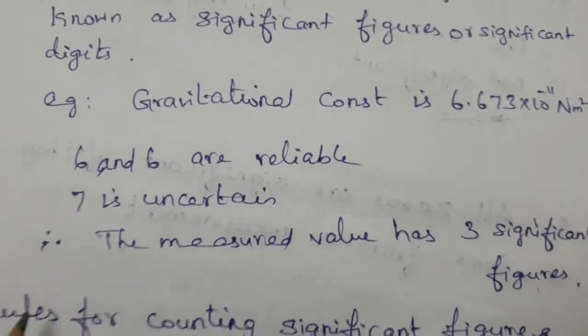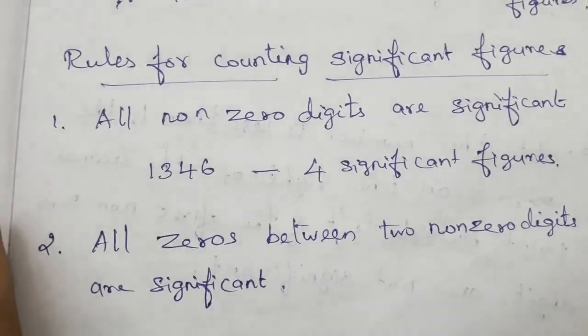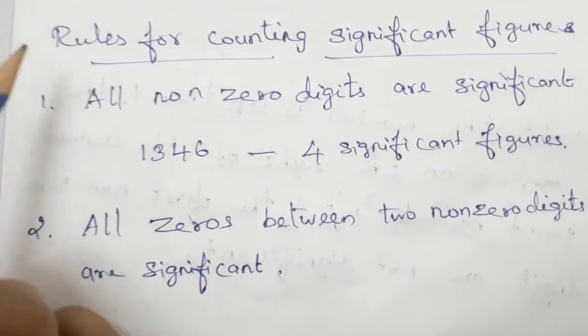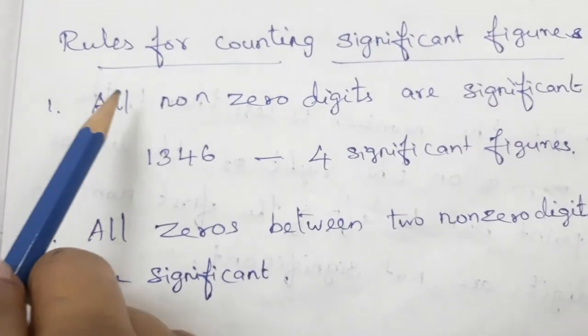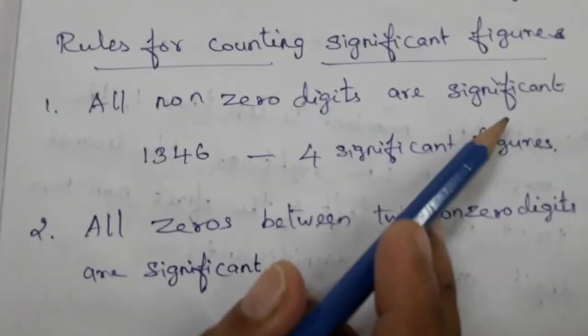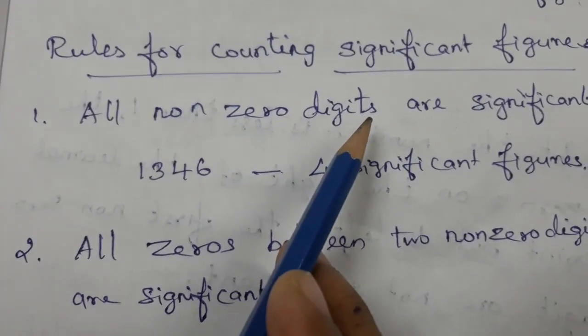Now let us see the rules for counting the significant figures. There are a few rules given in your book. First rule: all non-zero digits are significant.